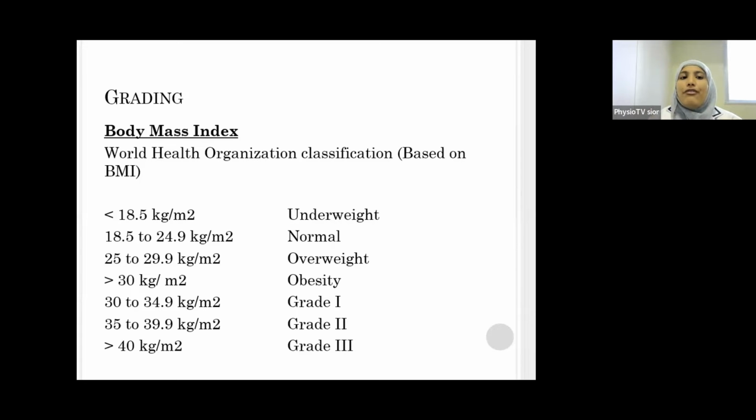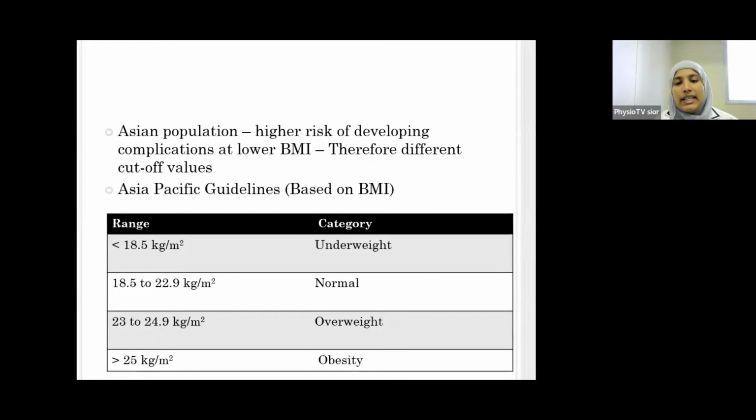From 18.5 to 24.9 kg per meter square, you are within normal BMI. It means that you neither fall in underweight nor overweight. You are just where you should be. 25 to 29.9 becomes overweight, and above 30 becomes obesity. And then they have given grades also. But as Asians, we have different geographical and environmental factors, plus our dietary habits are quite different from the European countries, which is why the Asian population categorization of BMI came into place.